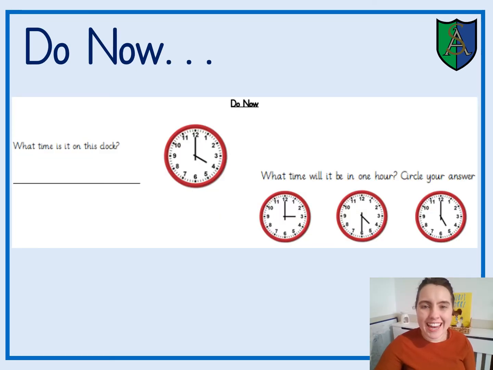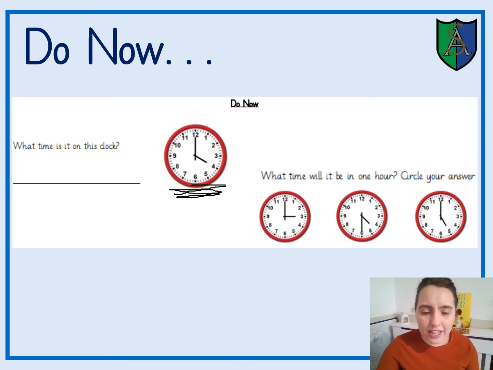Okay children, let's complete the do now. If you've got the worksheet in front of you, you might want to get your pencils or pens ready, or if you've got your spare bit of paper, then you can complete it on there. So in the do now, it's asking us to do 2 things. The first thing that we need to do is we need to identify what time it is on this clock here. Okay, so that's the first step that we need to do.